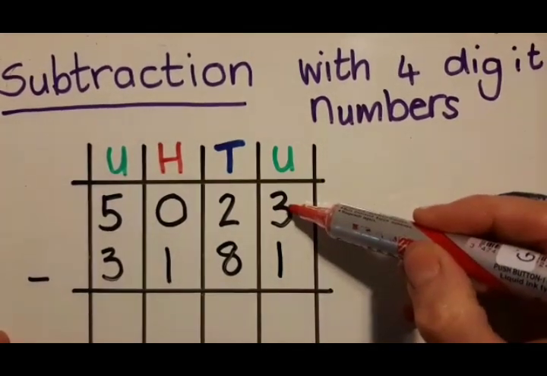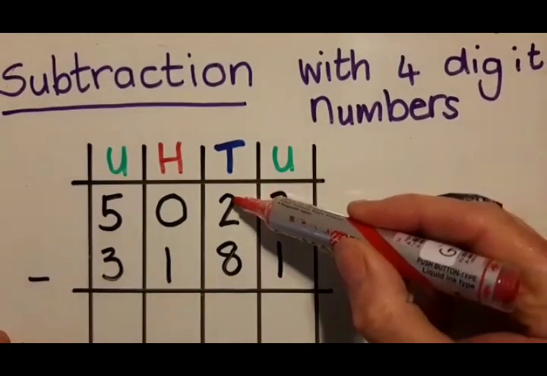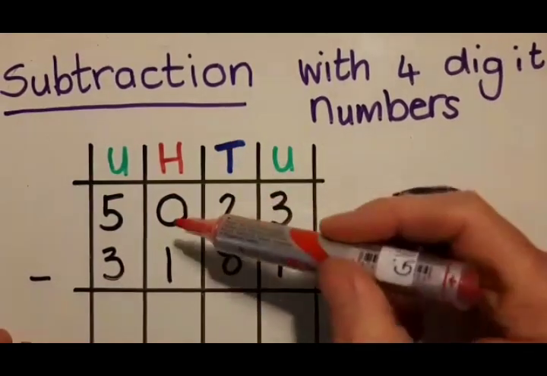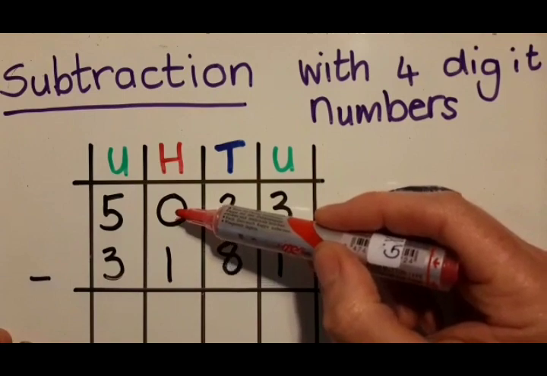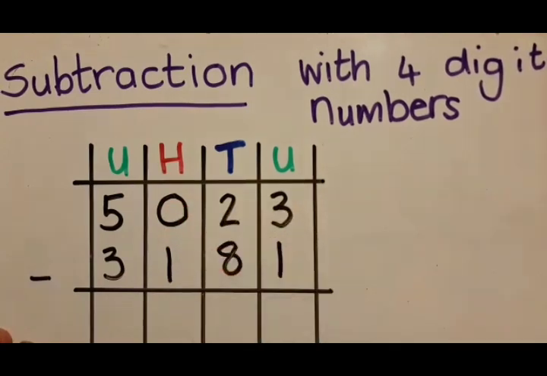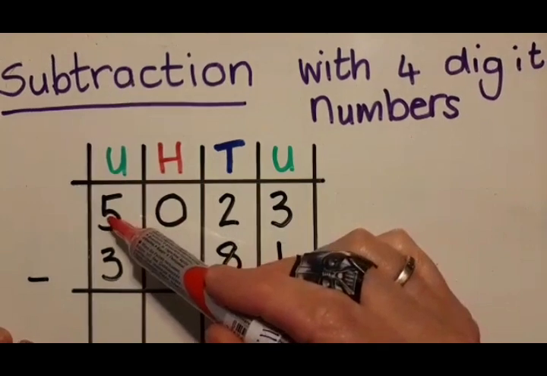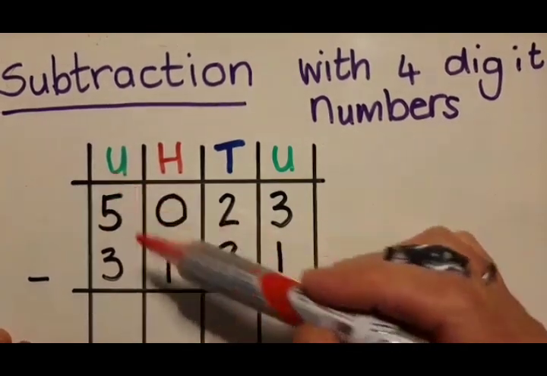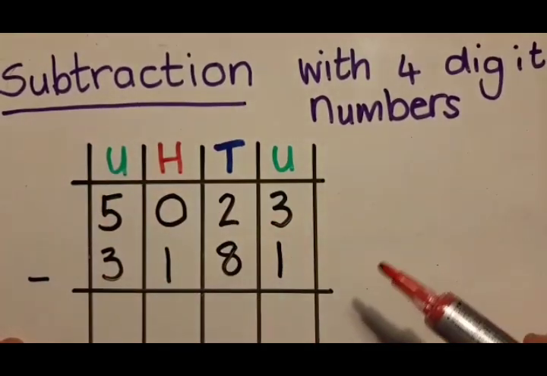So 3 is a unit and it fits into the unit column. 2 is a 10, it's 20, it fits into the tens column. 0, there are no hundreds in this number, so we put the 0 to say to us that there are no hundreds. It's like a place marker or a bookmarker in a book. And 5 is the 1,000, and it is in the units column of the thousands house.